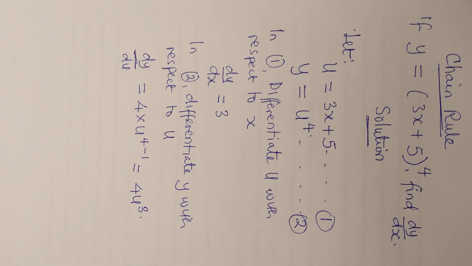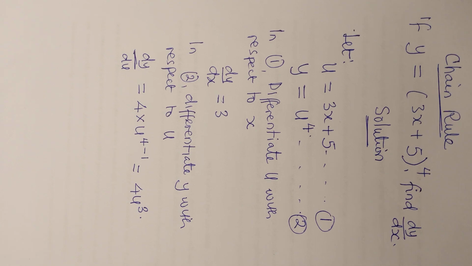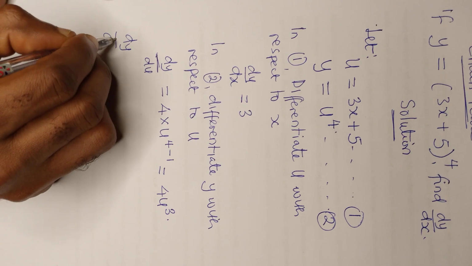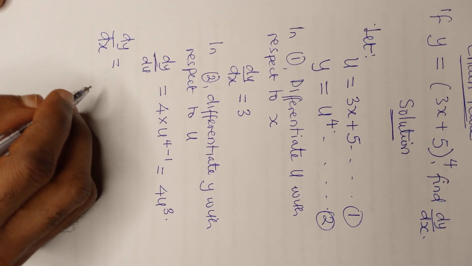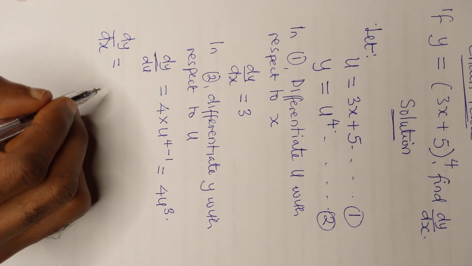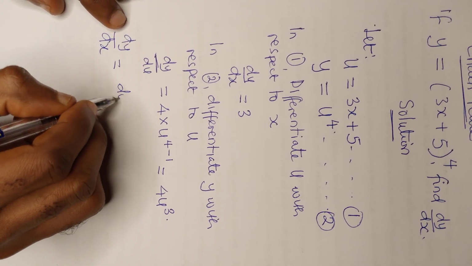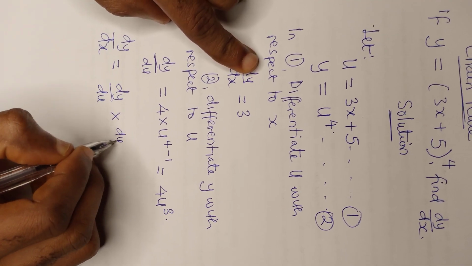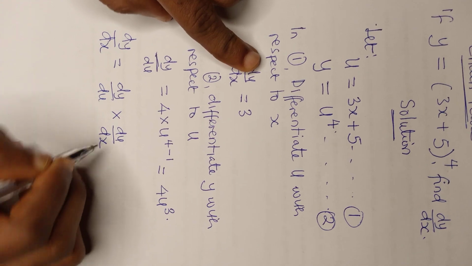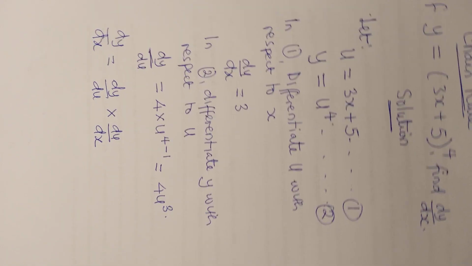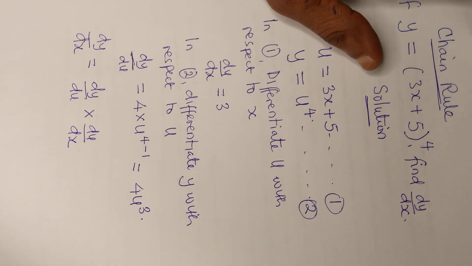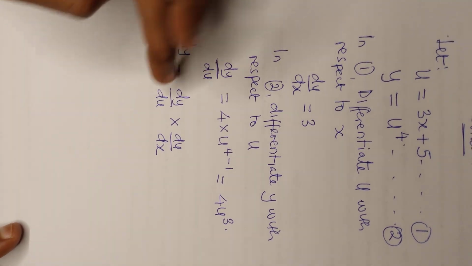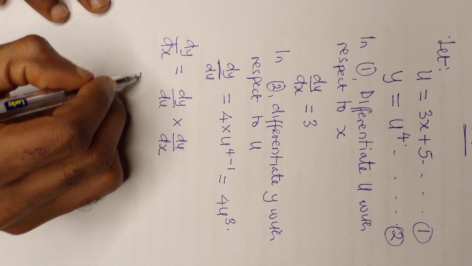And then we have to remember the fact that we are asked to find dy over dx. So dy over dx will be equal to dy over du times du over dx. This is the formula for our chain rule. And so having established the formula for our chain rule, we can now bring in the values of each of these in order to finish our solution.